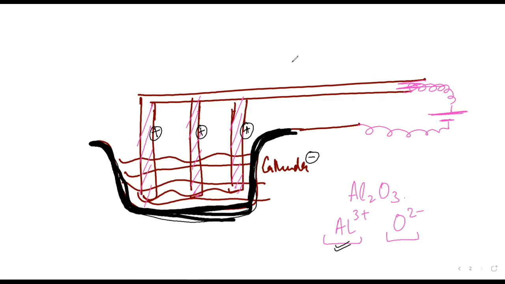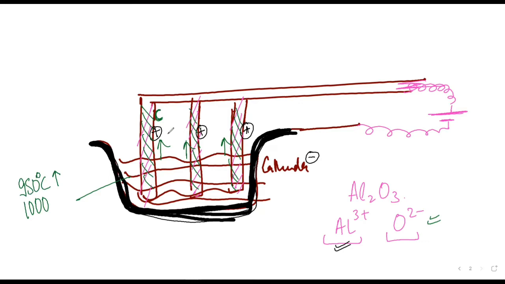And where will these oxygen ions go? Oxygen ions will go towards the anode, so you will have oxygen here. Have you understood? Yes, sir. Of course, these anodes are made up of carbon. And the temperature here is also great, approximately 950 degrees Celsius, a high temperature.